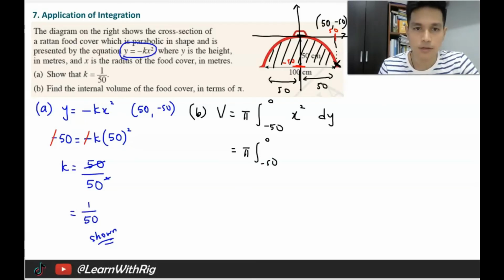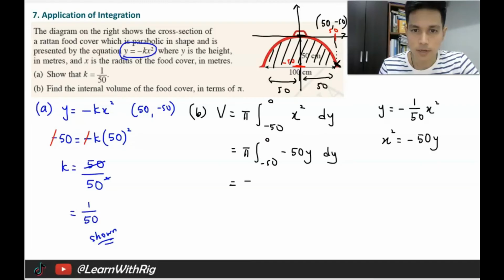So what is your x squared? You need to find your x squared. You already know the equation of the curve is y equals negative 1 over 50 x squared. So you want to make x squared the subject so that you can substitute here. It's going to be x squared equals negative 50y. So substitute negative 50y dy. Now you can integrate. You get negative 50y squared over 2. Then substitute 0 and negative 50.